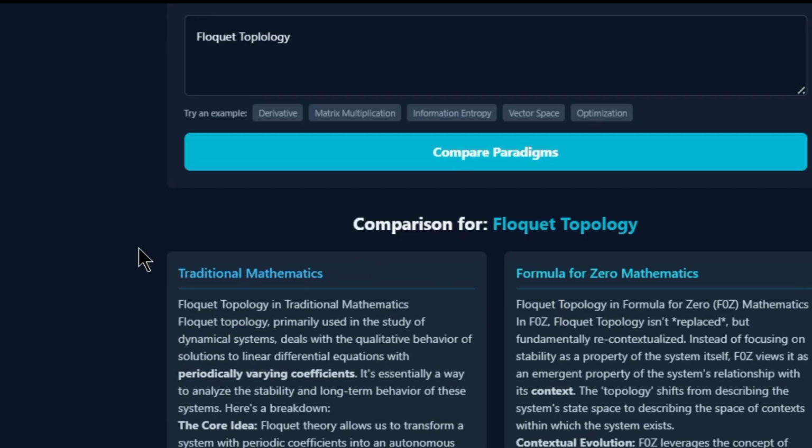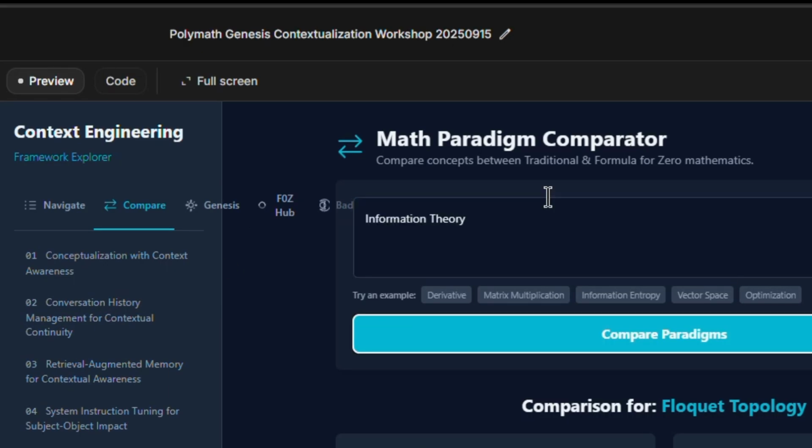And I'm just one person. I'm Corporate Stereotype, that's my online persona name. Whatever, it's what I do. This is the Polymath Genesis Contextualization Workshop application, and you can see here it straight up says context engineering.